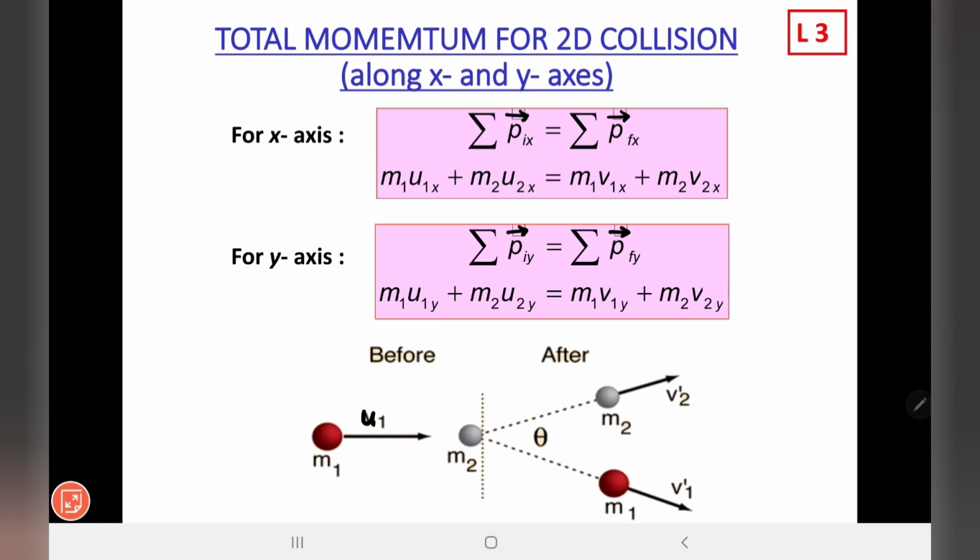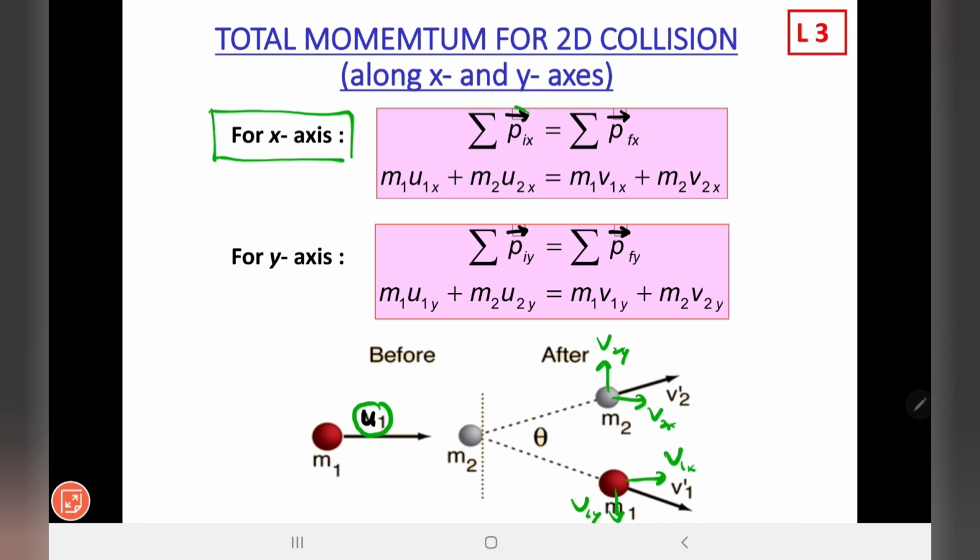Okay, now, please refer to the diagram again. Initially, the motion is just on the x component. U1 is really on the x component. But finally, after the collision, seems like V1 and V2 are a combination of x and y components, isn't it? So again, this is V1x and this is V2x. This is V2y and this is V1y. Alright, so according to the principle, sum of P initial equals sum of P final.